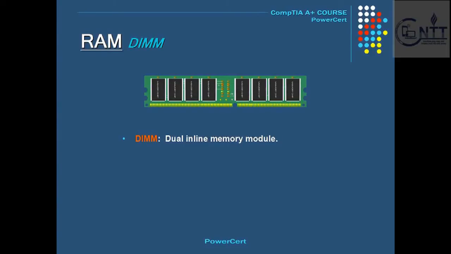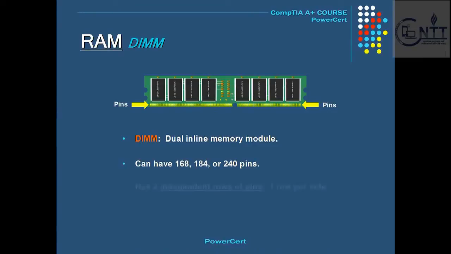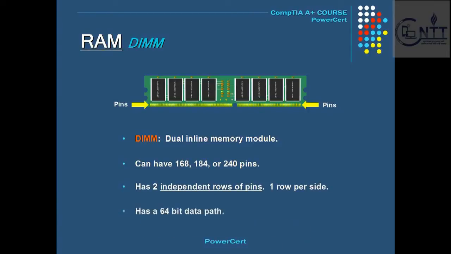A DIMM memory module has either 168, 184, or 240 pins. A DIMM is a dual inline module because it has 2 independent rows of these pins, one on each side. And DIMMs have a 64-bit data path.